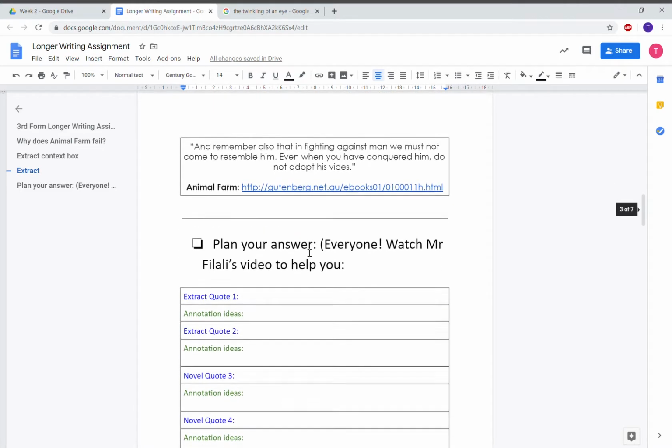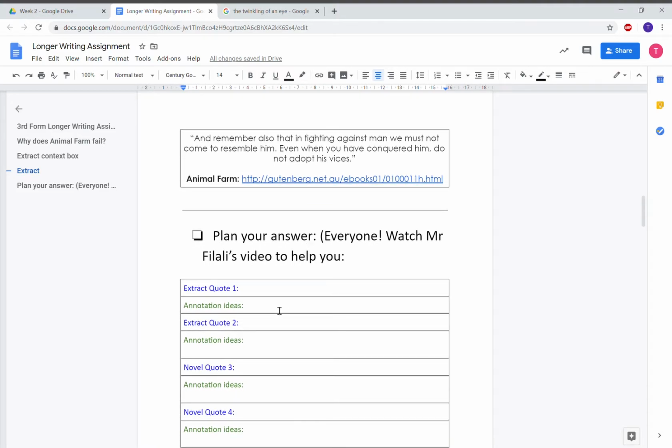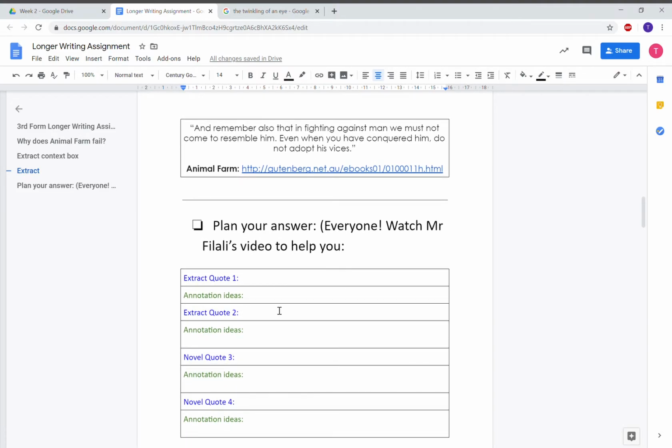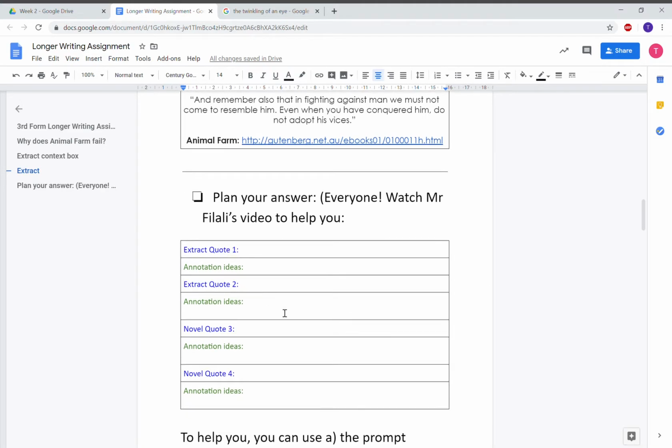I'm going to model annotating a quotation for you, okay? And then what you're going to be tasked to do for the rest of today's lesson is to find 3 more quotations and to annotate your own ideas, okay? As a challenge, I would suggest that actually you try and find your own 4 quotations. So what I'm going to write today, you don't use that quotation, or if you do use that quotation, you add your own annotation ideas to it, okay?